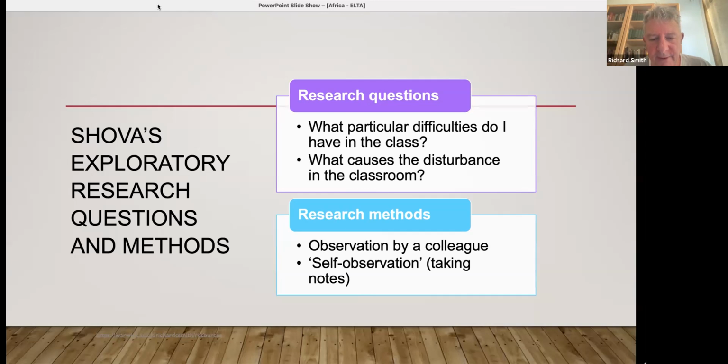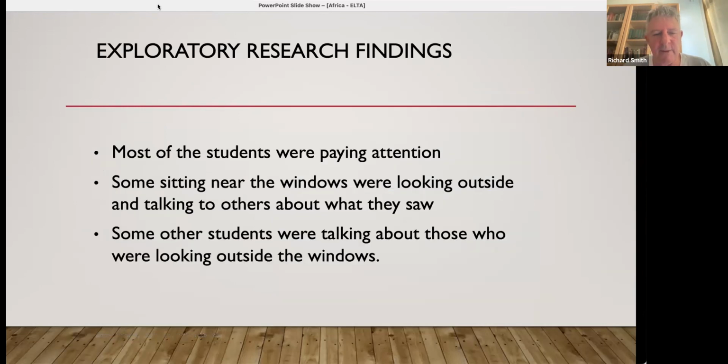So how to get answers? These are her research methods, and this is what we're talking about today: your research methods, your tools, practical tools. One thing was to get a colleague to observe her class, and the other was a kind of self-observation, taking notes about what happened immediately after the class, and maybe, if she could, during the class as well.